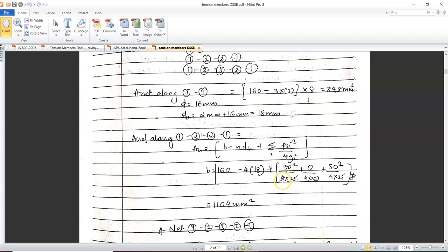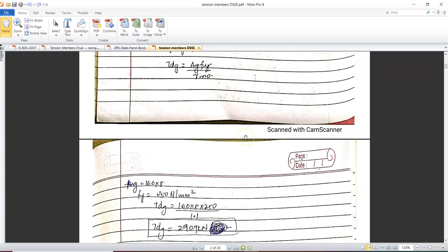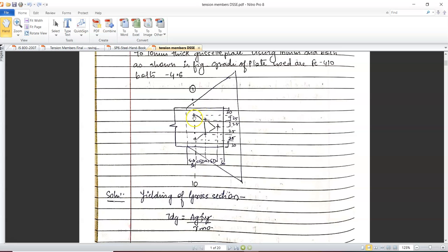50 square divided by 4 times 25, plus, as it says summation, the next bolts we will consider, as it is 1, 2, 2, 1. These two bolts are already considered. Now considering the next bolts, these two bolts are along the same line, so the pitch distance between them is 0 and the gauge distance is 50, that is 25 plus 25.